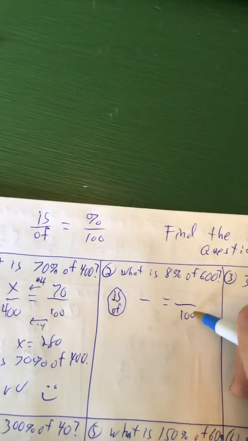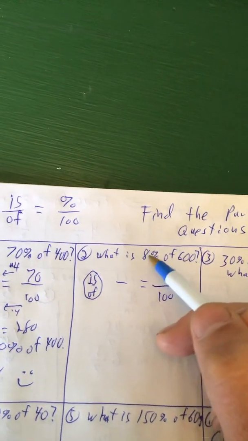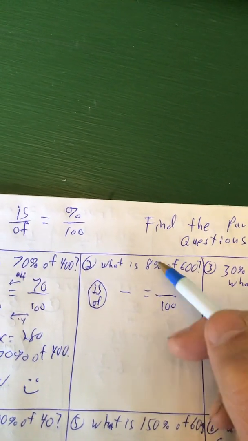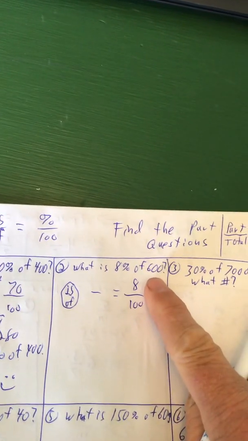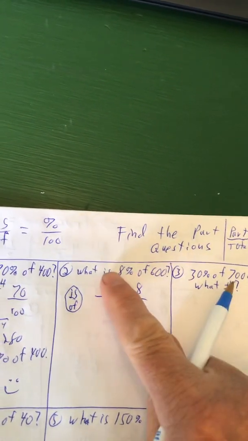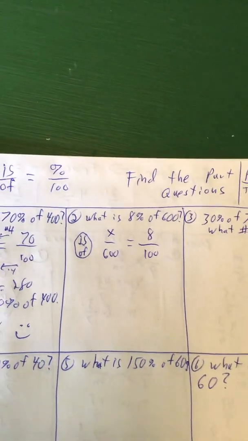What's the first number you should write? Yep, 100's always in the bottom right. The second thing you should write is the percent. That always goes over 100. This is 8%. And so where's the 600 go? Is that by the of or by the is? It's by the of, so the 600 goes down here. And here's my x. Can you solve this proportion?